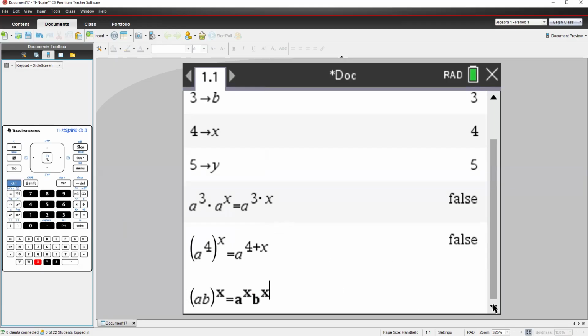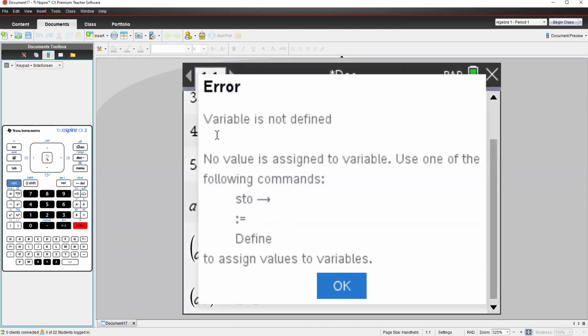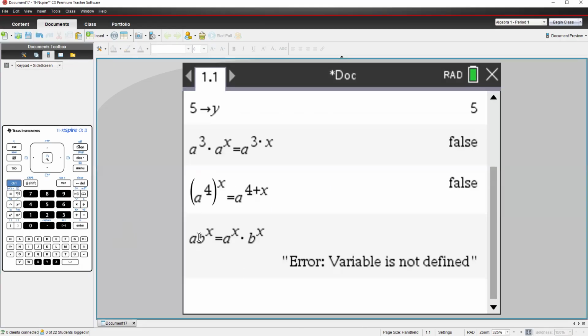Before I enter this, I want you guys to pay attention. Notice AB isn't bolded like everything else in here. Even though I stored a number for A and for B, these aren't bolded. That should tell you something, but I'm going to go ahead and press enter. And I get this message that a variable is not defined. Here's what's going on. The calculator thinks you're trying to create a new variable called AB. That's not what we're doing. We want it to be A times B.